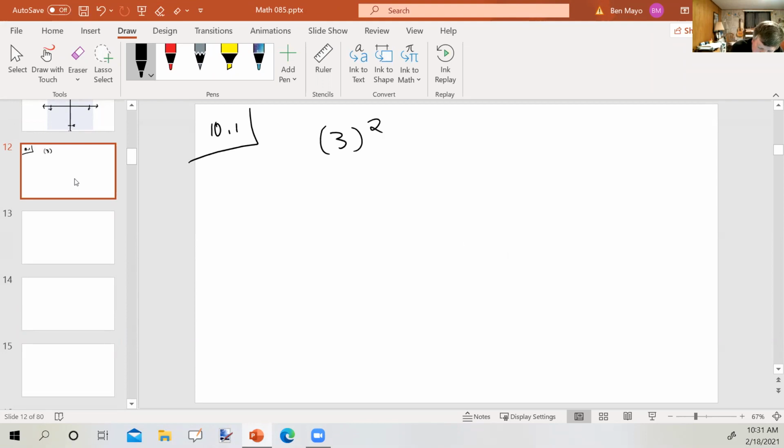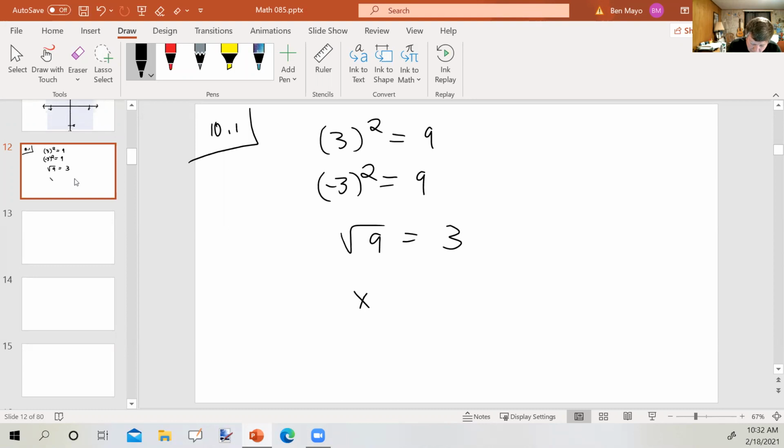3 squared equals 9. -3, the quantity squared, equals 9. When we take the square root of 9, we only get the +3, which we refer to as the principal square root. However, let's say we have a situation where we have an equation involving a variable.